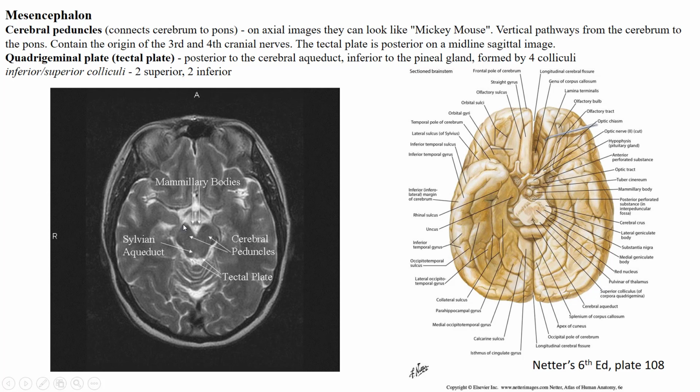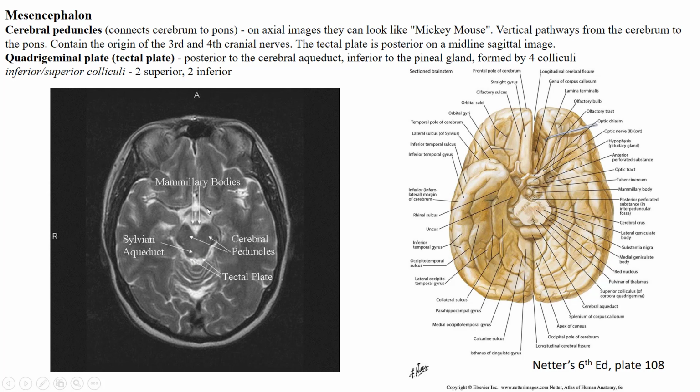This correlates very nicely to this axial image here, this T2 weighted axial image of the brain. Starting from the anterior portion, we have the pituitary gland here. We have the mammillary bodies just posterior to that. And then we have the cerebral peduncles, the right and the left cerebral peduncles. And once again, it kind of looks a little bit like Mickey Mouse here. And then we have the Sylvian aqueduct here in the middle.